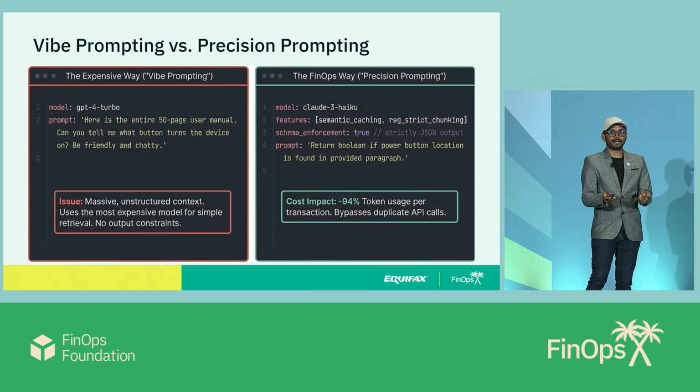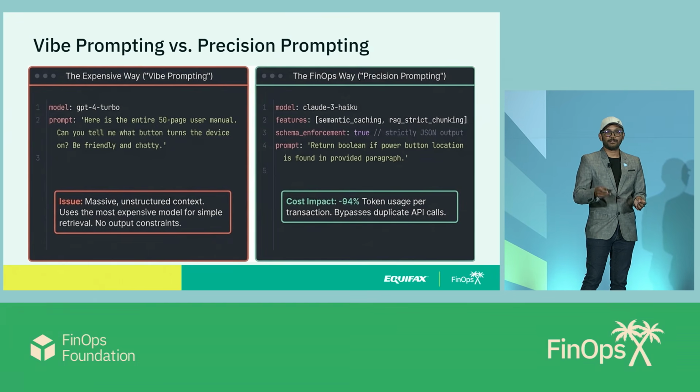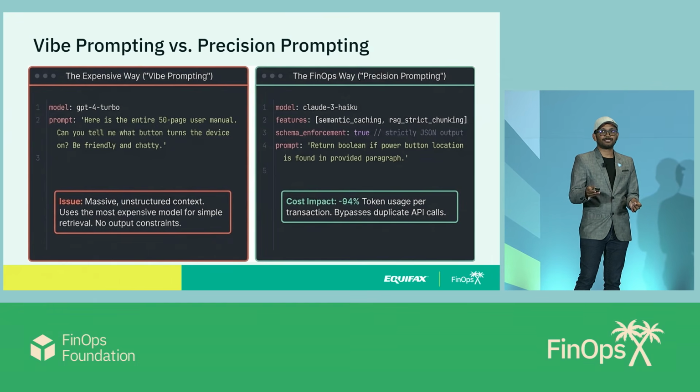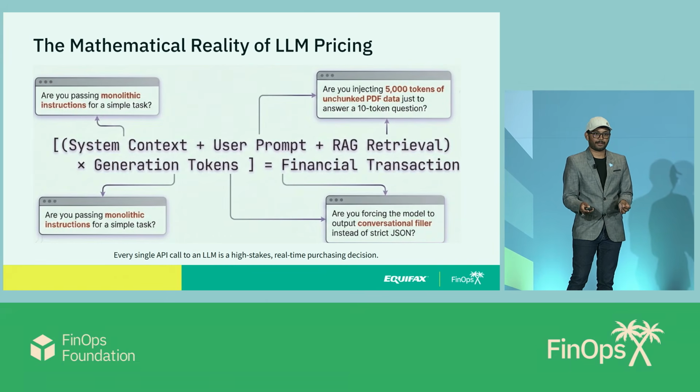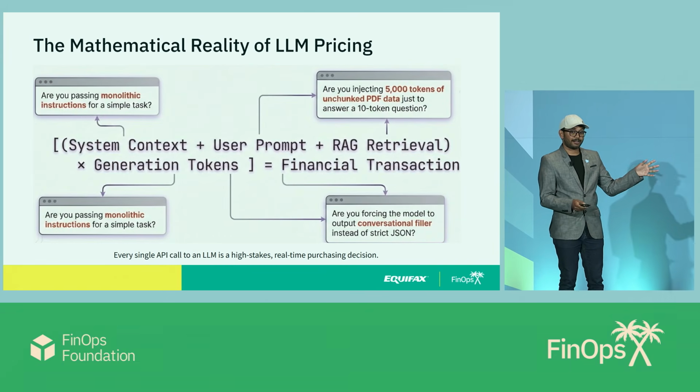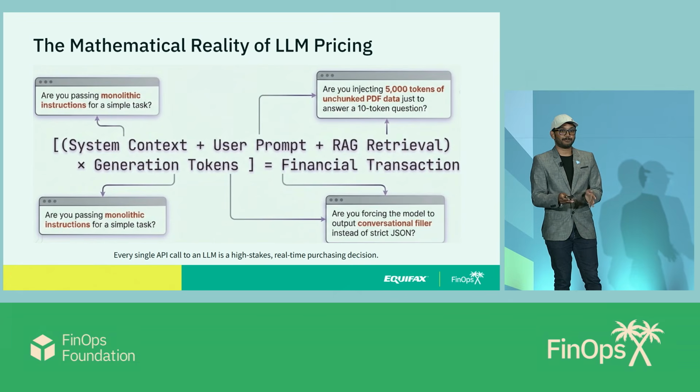This is a simple comparison where you can improvise the prompt which is always generated by AI. That's a FinOps way. We need to just ask the AI, is there any FinOps way? And here is the harsh reality about the mathematical reality of LLM pricing. When we integrate these LLMs, every single API call is a high-stakes, real-time purchasing decision. The math is very simple, but can be brutal.